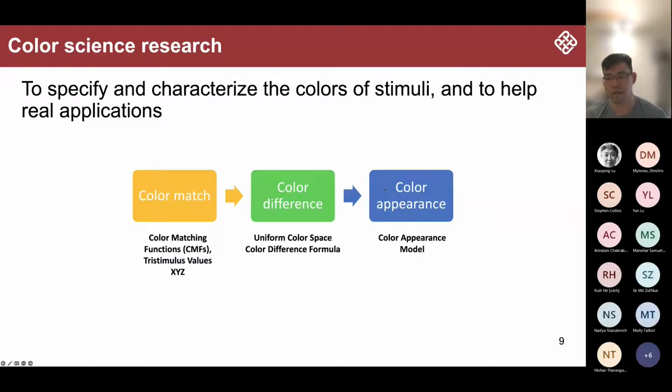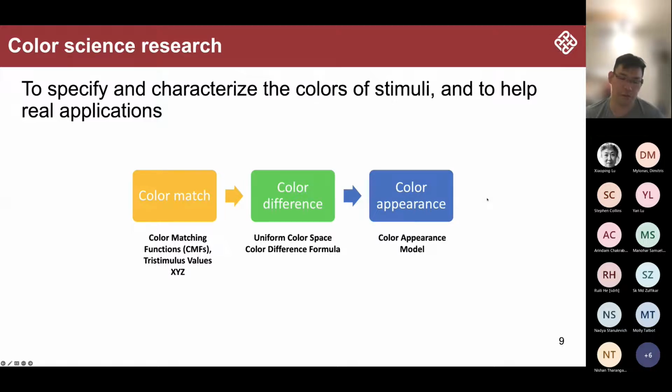And then finally, this is related to cross-media color reproduction. We want to more objectively characterize what the color appearance is, or characterize the different color attributes using different models. So this is the history.